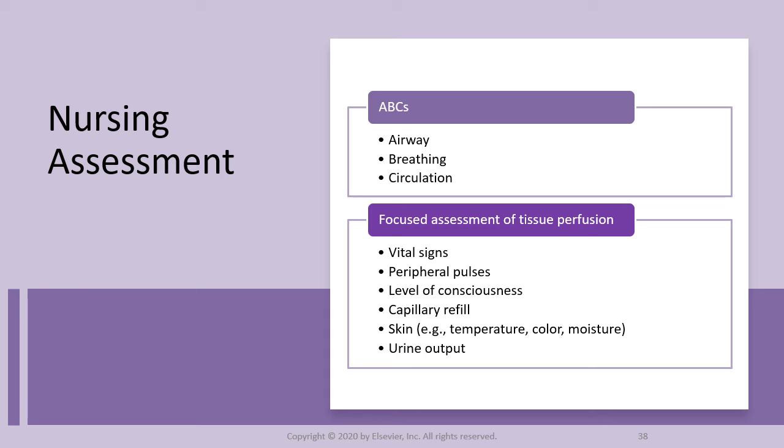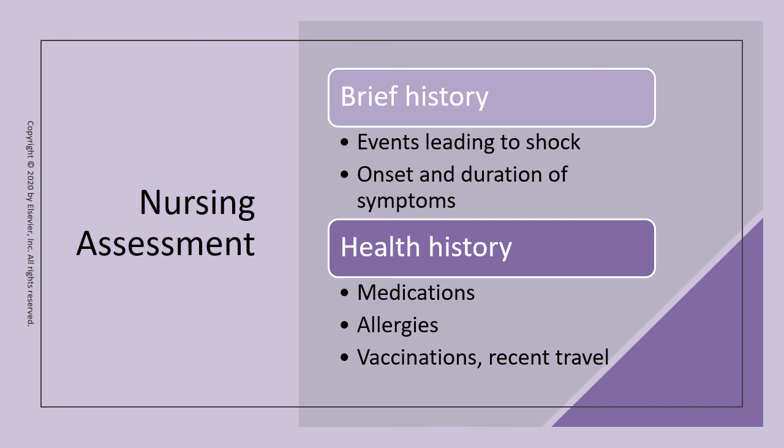To understand the complexity of the patient's clinical status, integrate all assessment data. It is essential to obtain a brief history from the patient or the caregiver, including a description of the events leading to the shock state, such as medications and allergies. In addition, obtain details about the care the patient received before hospitalization. The actual assessment focuses on ABCs such as airway, breathing, and circulation, and then a focused assessment of tissue perfusion such as vital signs, pulses, level of consciousness, capillary refill, skin temperature, color, and moisture, and then again the urinary output.